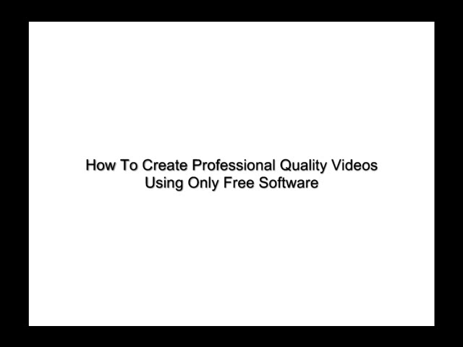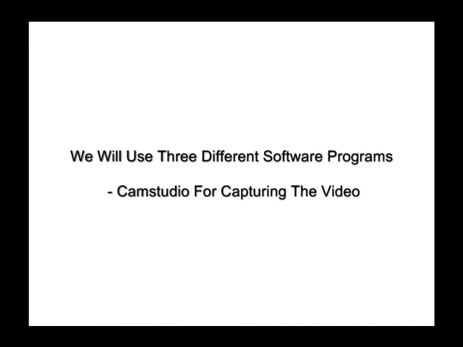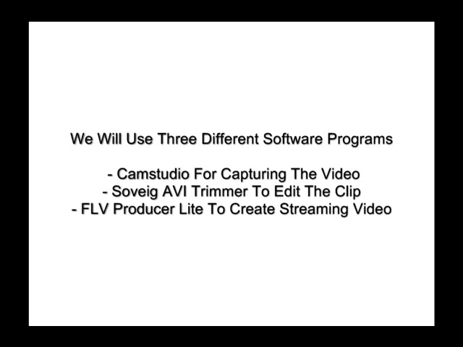In this video series, you're going to learn how to create your own professional quality videos using software that you can download for free. To create our videos, we will use three different software programs. First, we'll use Cam Studio to capture the video from the screen. Then we'll use Sovig Avid Trimmer to edit the clip. And then we'll use FLV Producer Lite to create the streaming video. You can download all of these programs from the links in the resources document.